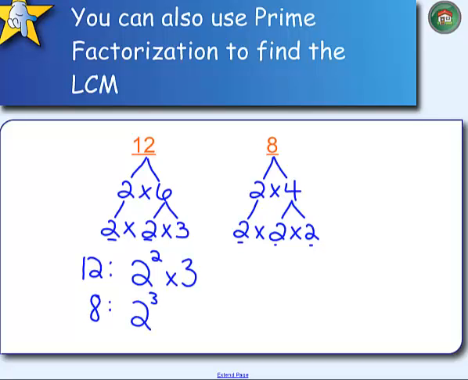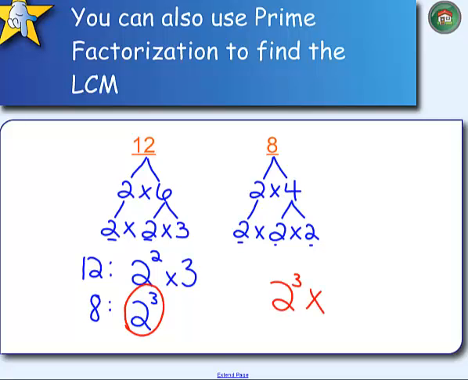Now this is where it gets a little tricky. We want to take the base with the highest power. So looking at our example, 2 to the second power and 2 to the third power. Which one has the largest or highest power? In this case, you're right, 2 to the third power. So we're going to write that over here.